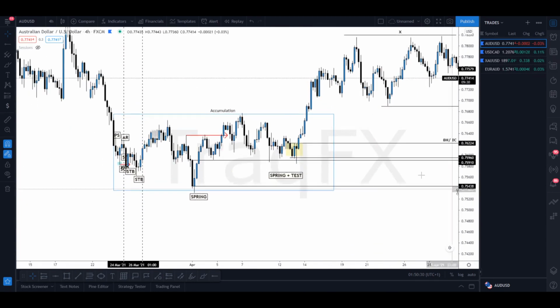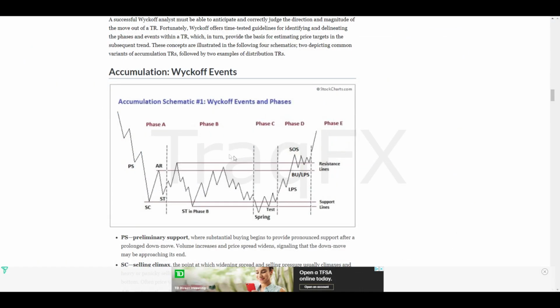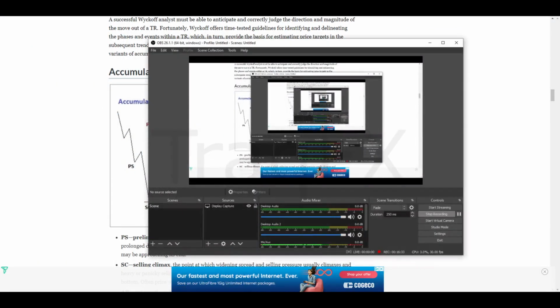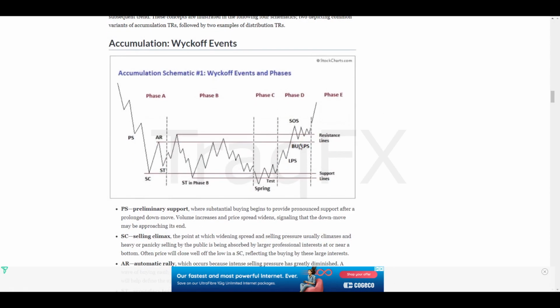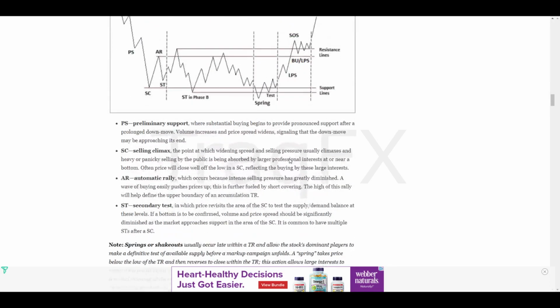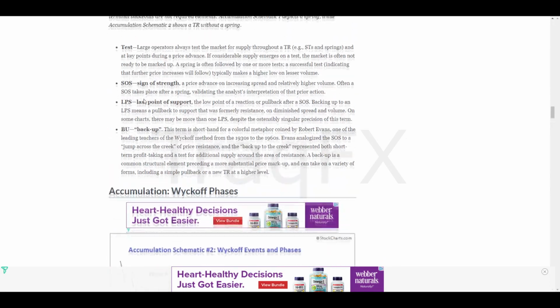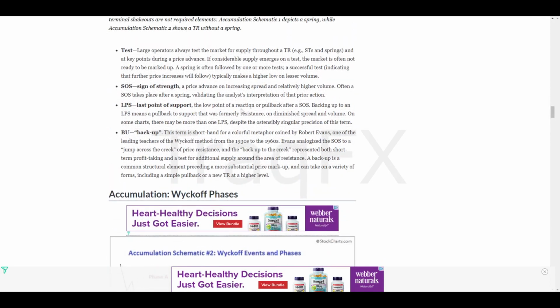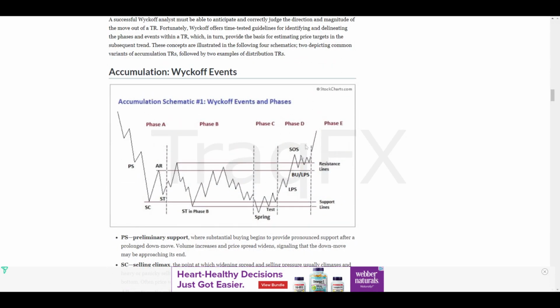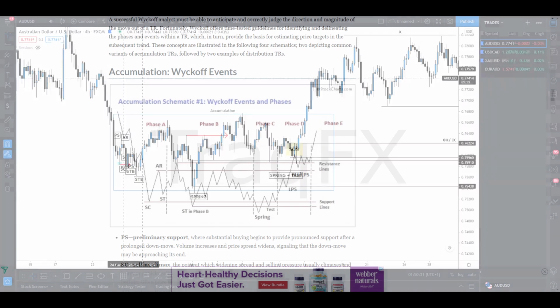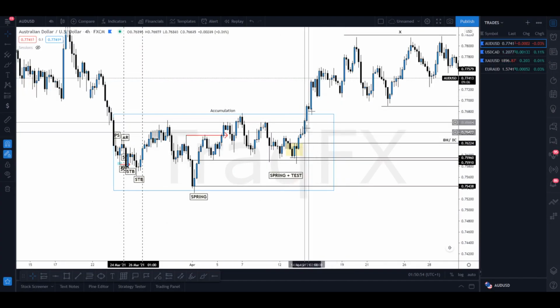Now there is another way to enter accumulation schematics, and that's by the LPS. So LPS is basically in phase D, and this is basically that last point of support. So last point of support is the low point of reaction or pullback after an SOS. SOS is basically a sign of strength, breaking past the previous highs, identifying that the market is overall bullish.